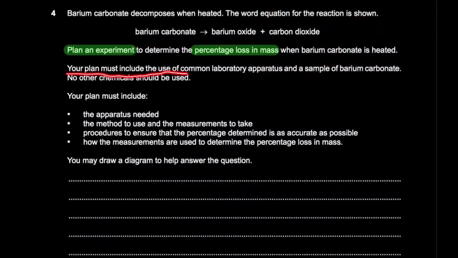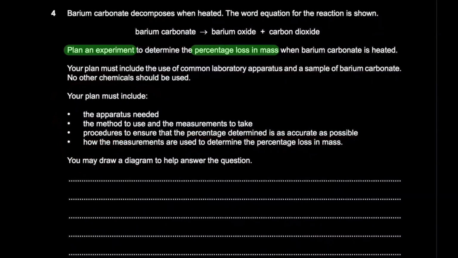Your plan must include the use of common laboratory apparatus and a sample of barium carbonate. No other chemicals should be used. Your plan must include the apparatus needed, the method to use, and the measurements to take, procedures to ensure that the percentage determined is as accurate as possible, and how the measurements are used to determine the percentage loss in mass. You may draw a diagram to help answer the question.